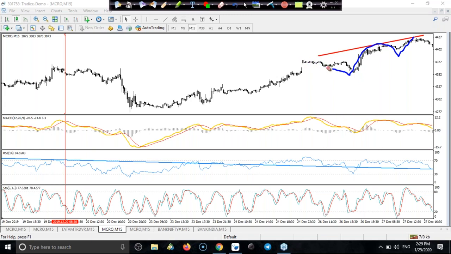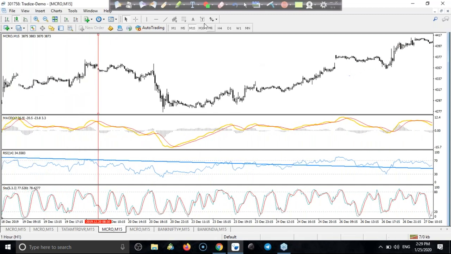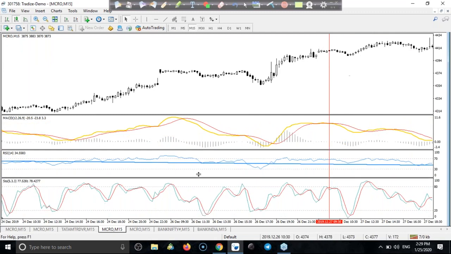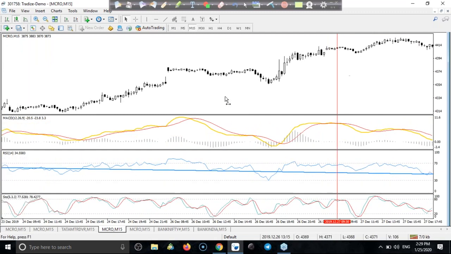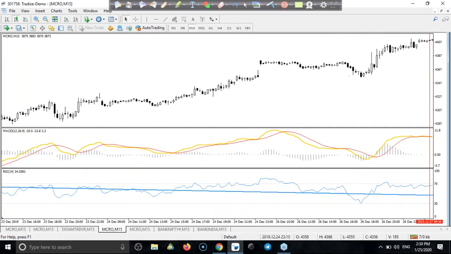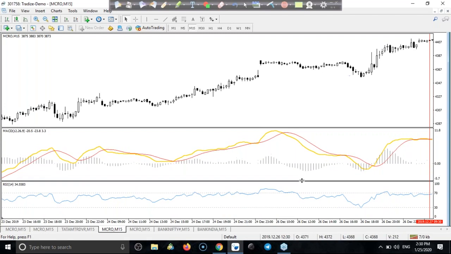Let me explain again, then you will come to know. Let me zoom a little more, then you can see properly. Okay, now I can see here. Let me remove that one, so the screen is very small otherwise. Remove. Okay. Now.